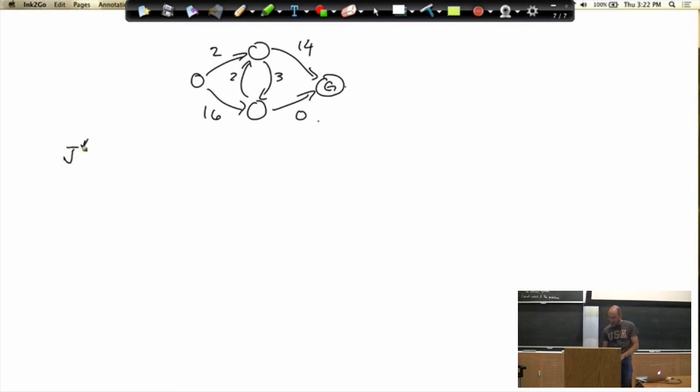J star here is a function of what state it's in. I have discretely many J stars, the cost to go from each of these states. So I'll just write it as, again, I'll say the J star I is the optimal cost to go from starting in state SI.